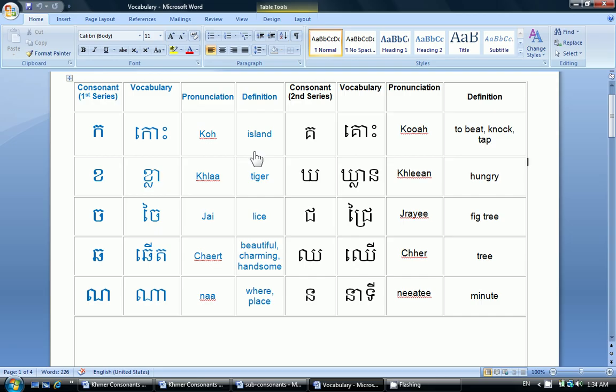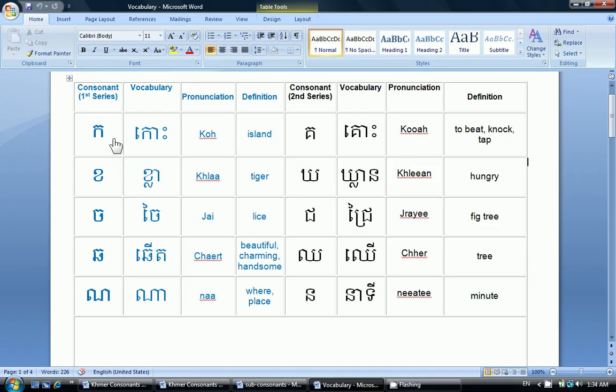Okay, now here the second series is go. Okay, go, because the second series sra became or becomes o, so go, go, which is to beat, to knock, to tap. Okay, so each row here represents a counterpart between the first and the second series. Okay, so each of the first series consonant has its counterpart in the second series.